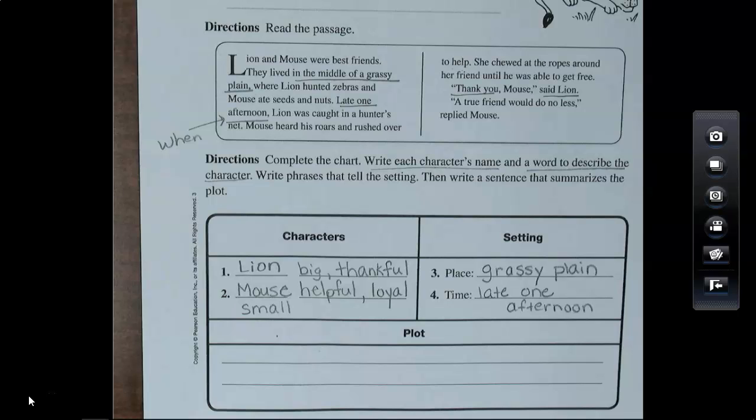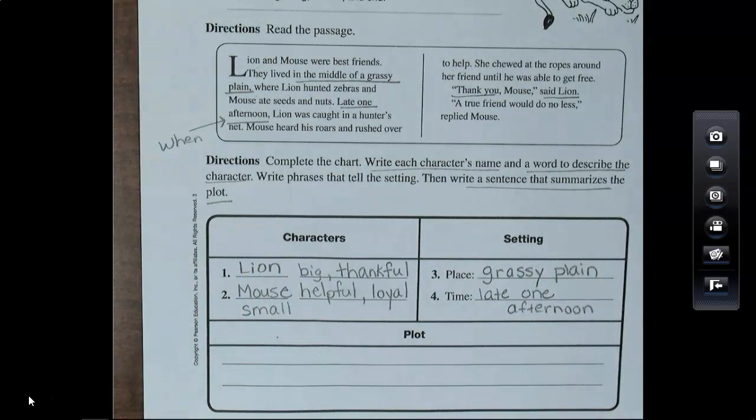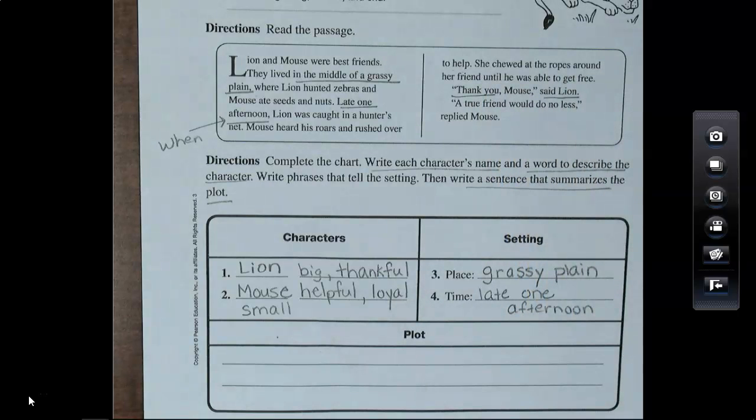And then the plot of a story is the beginning and middle and the end, and you're going to kind of put it all together what happened. It wants us to write a sentence that summarizes the plot. So a sentence that puts all together what happens, at least the middle and end, what's the big deal? Well, what do you think is the big deal? Yes, boys and girls, I would agree. I would say the big deal is Lion gets caught in a trap. Lion was caught in a hunter's net. And then what happens at the end? The mouse chews the ropes. See, she chewed at the ropes around her friend so that he was able to get free.